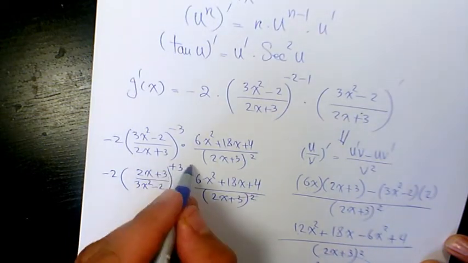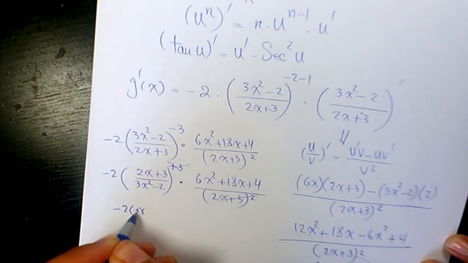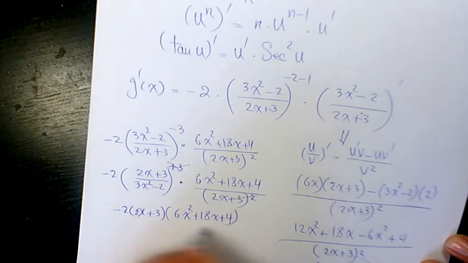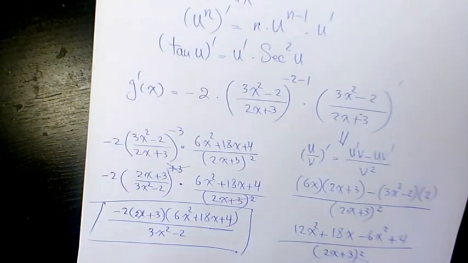This cancels out with the 2 here. So we have negative 2 times (2x plus 3) times (6x squared plus 18x plus 4) over (3x squared minus 2). So that's going to be the final answer to this question.